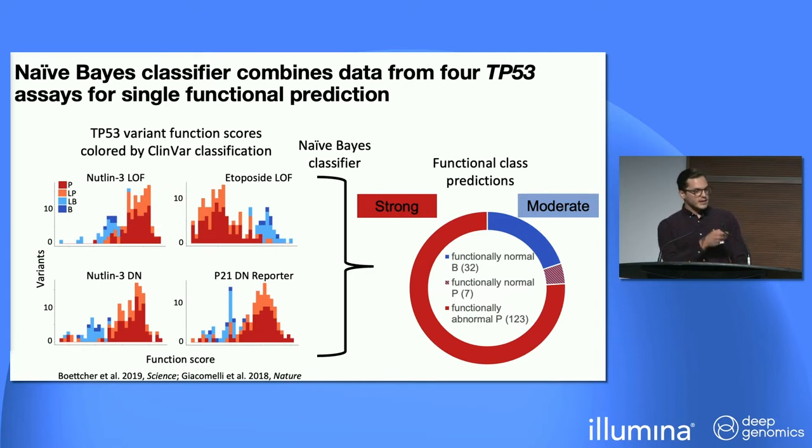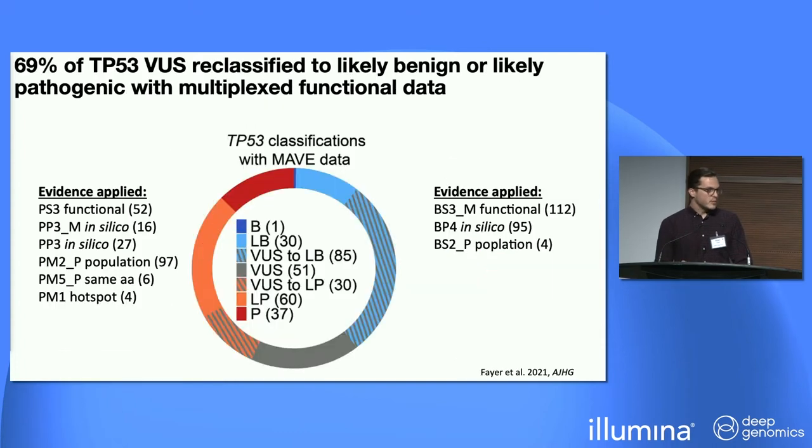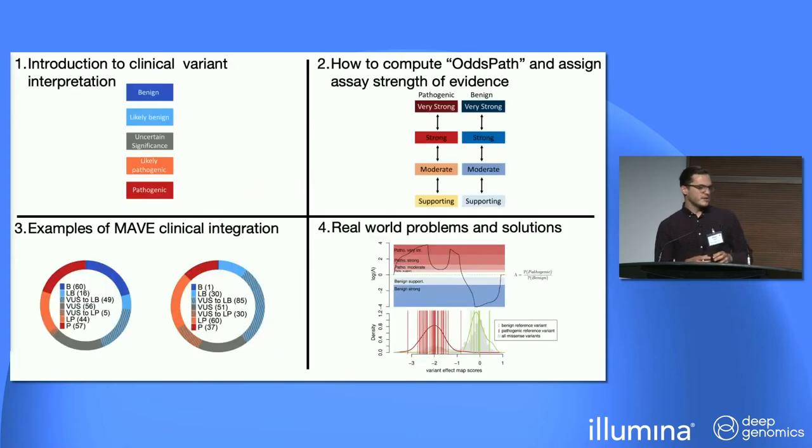We again applied these evidence codes to Ambry's variant interpretations, and we were able to reclassify a whopping 69% of the variants of uncertain significance to either likely pathogenic or likely benign. And for these variants, an updated sequencing report was then returned to the patients that had these initial VUS calls. And so now I'm going to turn it over to Jochen to talk about some problems and solutions.